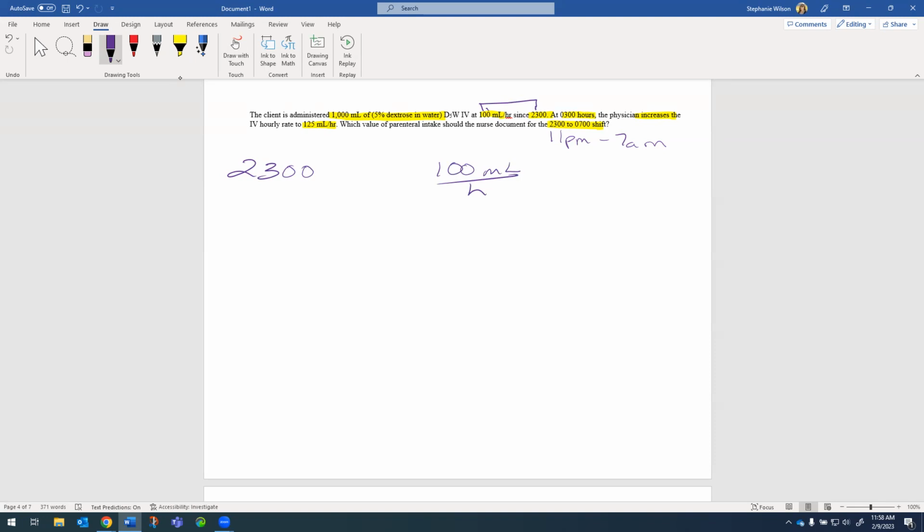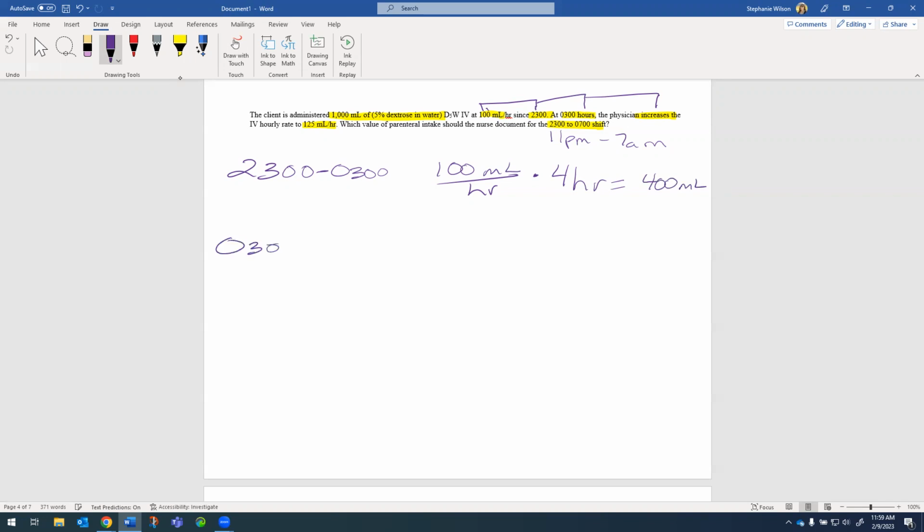Now we notice here that they said that at 0300, they increased it, right? So that means 2300 to 0300, we're on that 100 milliliters per hour. Well, let's calculate that right quick. 11 p.m. to 12 a.m. is 1 hour. 12 to 1 is 2. 1 to 2 is 3. And 2 to 3 is 4. So we got 4 hours. I'm going to multiply this by 4 hours, which gives me 400 milliliters that was taken in by the patient during these hours.